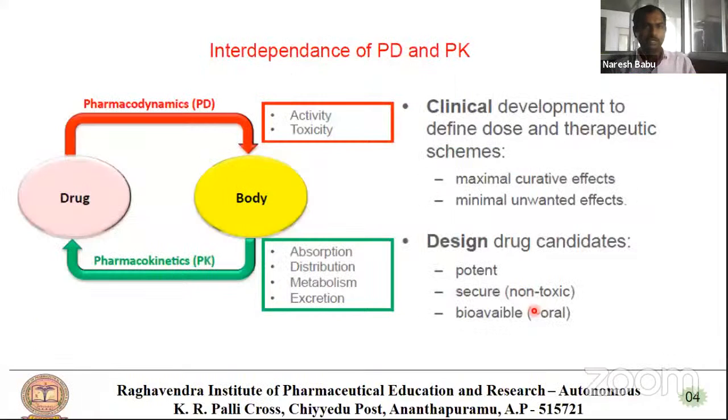So I'm giving another image that shows the interdependence of pharmacodynamics and pharmacokinetics. Pharmacodynamics is nothing but what the drug does to the body: the activity and toxicity, which in clinical development define the dose and therapeutic schemes. In pharmacodynamics, we are finding the maximal curative effects and minimal unwanted effects. In the case of pharmacokinetics, absorption, distribution, metabolism, and excretion, we find these parameters to design drug candidates that are potent and secure, meaning less toxic and more bioavailable.